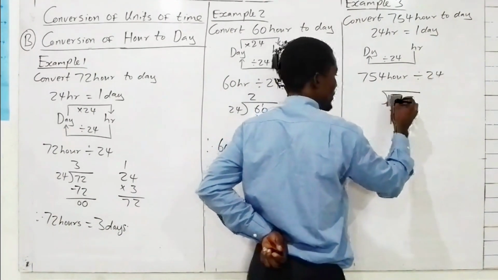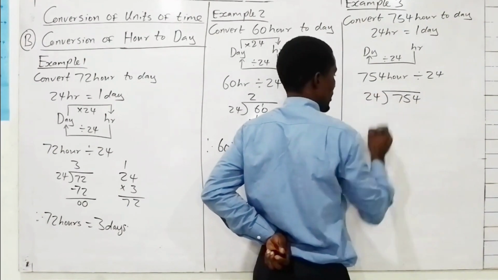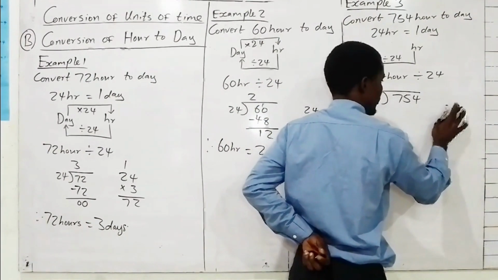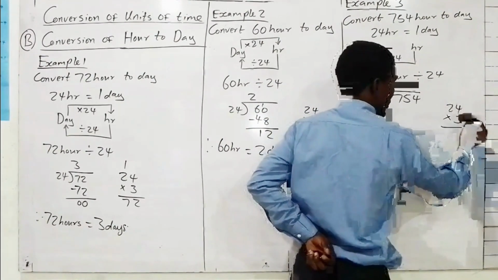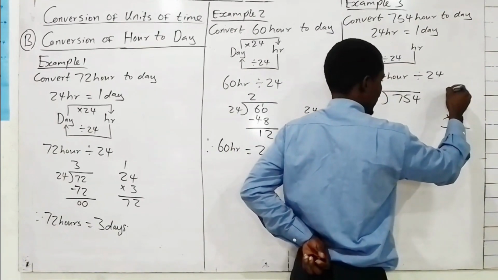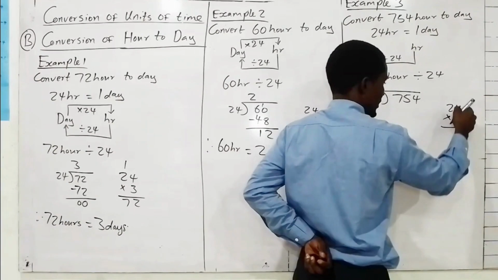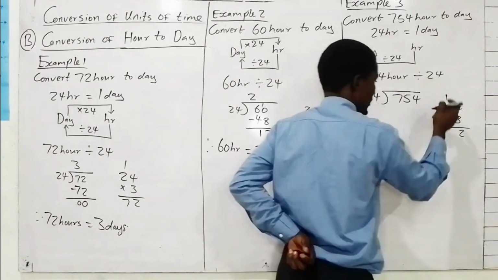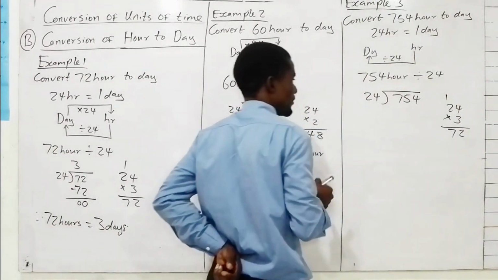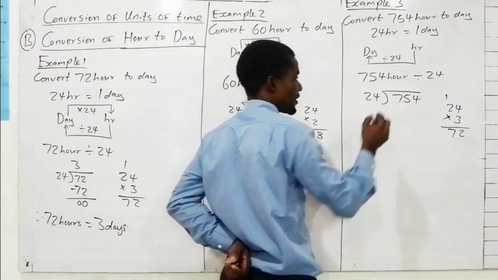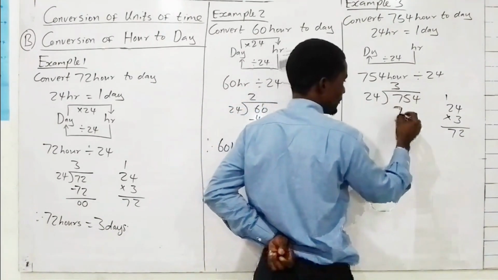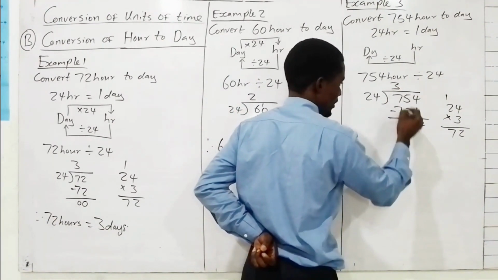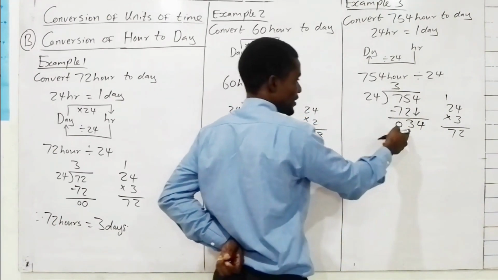Using our long division method, 754 and 24. How many times can 24 go in 75? 3. 24 times 3 gives us 72. 3 times 4 gives us 12. Write your 2, keep 1. 3 times 2 is 6 plus 1, that's 7. So 24 can go in 75 3 times. So you write your 3, you subtract 72 from 75, bring your 4 down. 5 minus 2 gives us 3, and 4. So 24 can still go in 34 1 time.